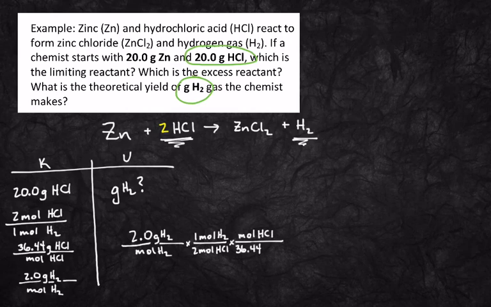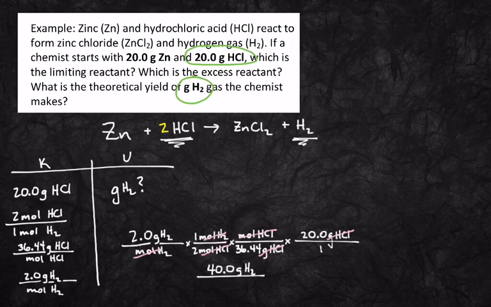Now I need to take the reciprocal of the molar mass for HCl, and finally the grams of HCl I have available. This is my favorite part, when I get to cancel out my four fractions, leaving grams H2. When I multiply 2 times 1 times 1 times 20, I get 40. When I multiply 1 times 2 times 36.44 times 1, I get 72.88. I work from the top down. When I put that into my calculator, 40 divided by 72.88, I get about 0.5 grams H2.